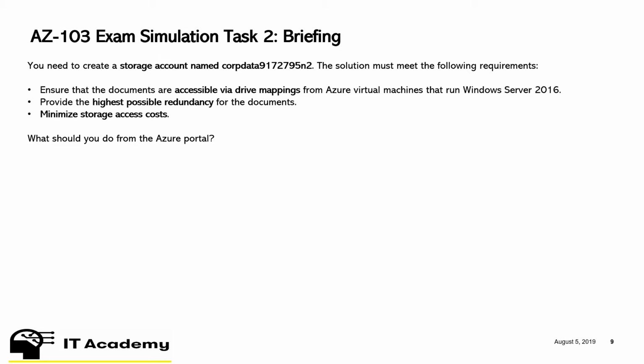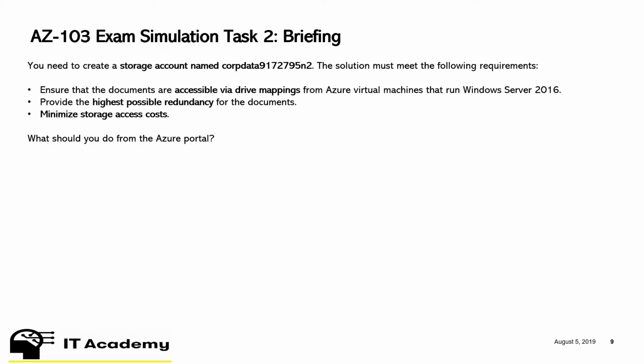9172795N2, and the solution has to meet the following requirements. We need to make sure that the documents are accessible via drive mappings from an Azure virtual machine that runs on Windows Server 2016. We must provide the highest possible redundancy for the documents, and we also need to minimize our storage costs. What should we do in the Azure portal?